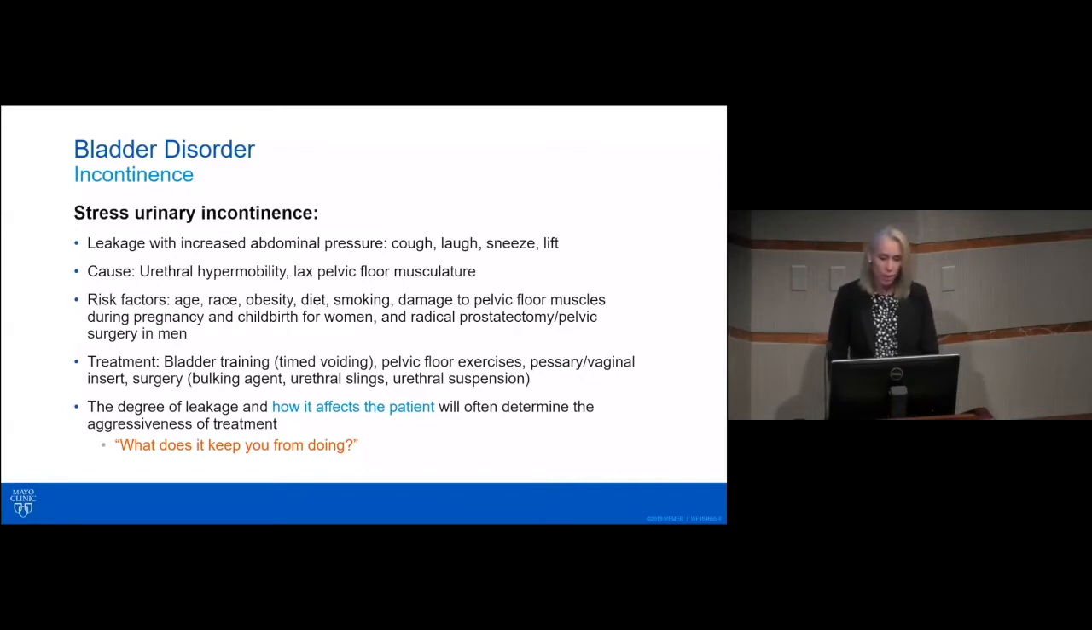Treatment of stress incontinence: bladder training. You want to make sure that patient is voiding in a timely fashion. Pelvic floor exercises. Consider a pessary or vaginal insert. Surgery with bulking agents, urethral slings, or urethral suspension if it's severe. The degree of leakage and how it impacts the patient will often determine the aggressiveness of treatment. So you want to ask that patient, what does it keep you from doing?